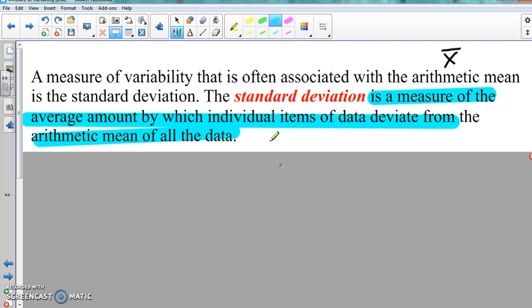Now you're like, that makes so much sense, Mr. Hall. Yeah, I get that. And if you don't, it's okay. That's fine. But again, we're talking about keywords. The keywords here are deviate and arithmetic mean. You're looking for deviate and arithmetic mean, and that's going to tell us standard deviation, because we're talking about how things are pretty much going away from the mean.